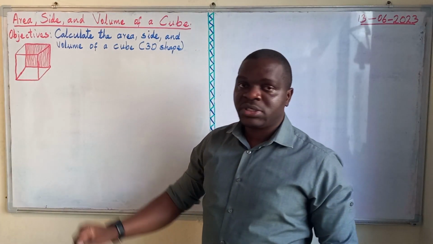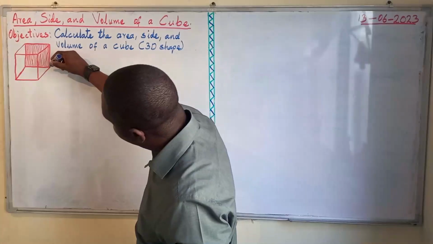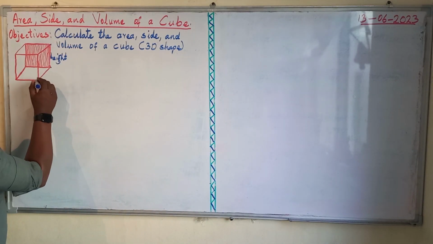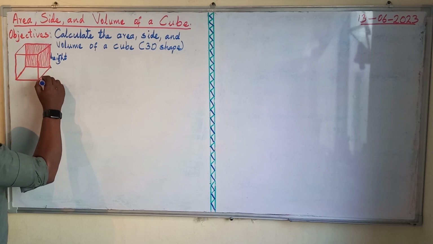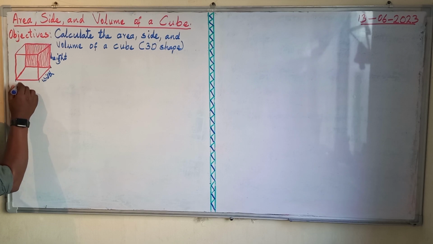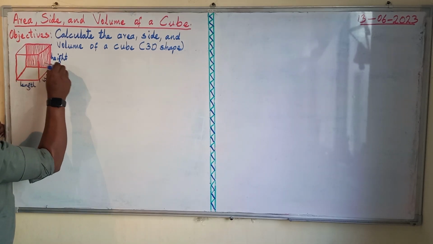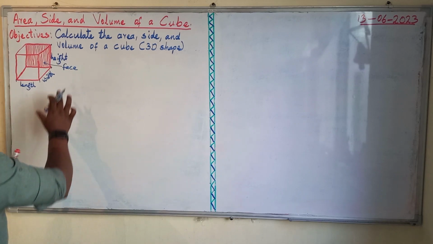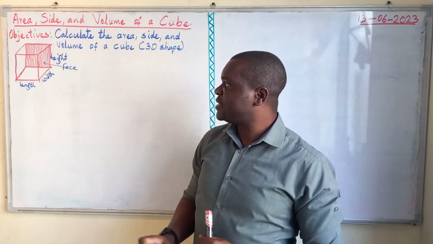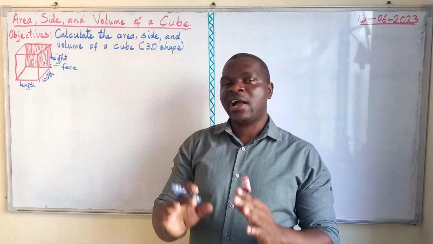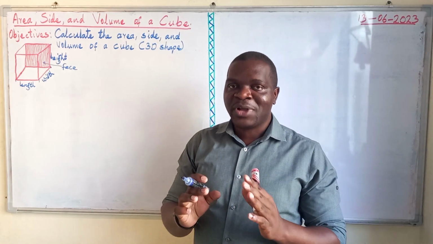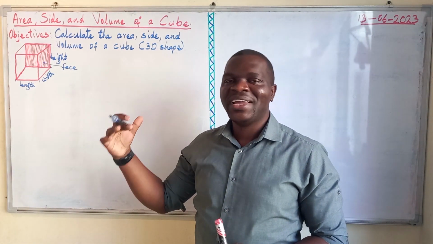This figure on the board is a cube, and this distance from here right over here, we can call it the height. Then from here to this place, we can call it the width, and from here right over here is the length. The colored part, we can call it a face, and this cube has 6 faces. One thing you should take note of is that all these faces are squares and have equal lengths. This will help us as we go ahead with our calculation.